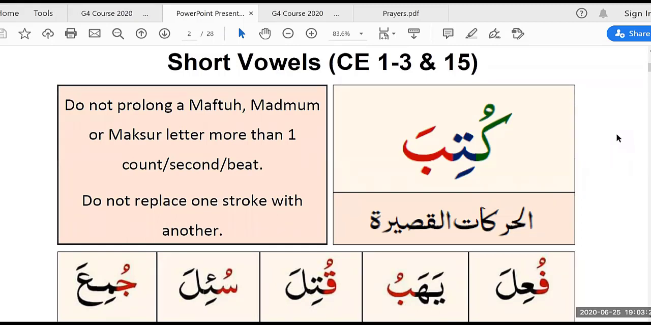Okay. So I will start with short vowels. This was our first lesson where we covered the rule for short vowels, that we should not prolong short vowels, if a letter carries a fatha, dhamma or kasra, more than 1 second count or beat. And we shouldn't replace one stroke with another. So kutiba, each stroke is equally long for 1 second.